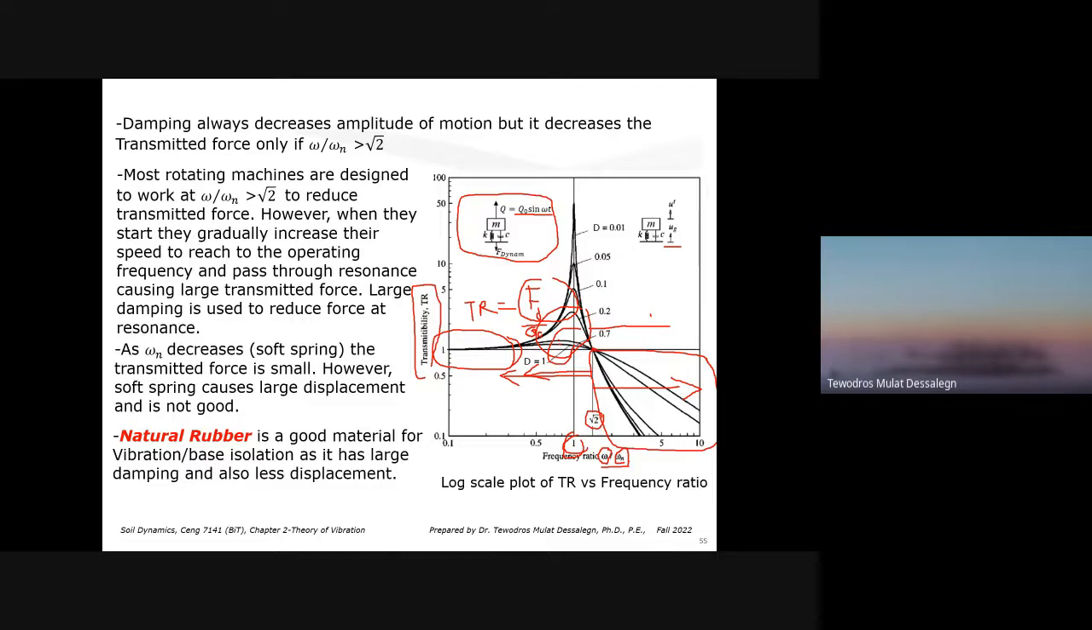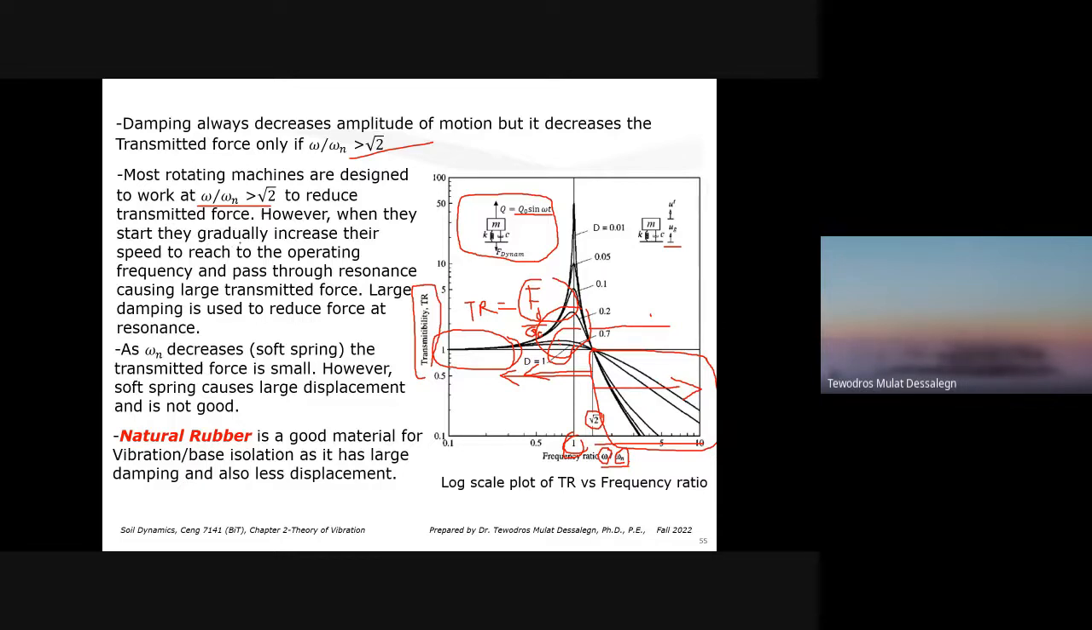However, the force transmitted would be significantly less if it is greater than square root of 2. The dynamic force transmitted would be less only if your frequency ratio is within this range. That's what this statement is saying. Most rotating machines are designed to work at W by Wn greater than square root of 2. Of course, they are designed to work in this range because we want less dynamic force to pass through. So we avoid cracks, and we avoid excessive settlement or bearing capacity failure.